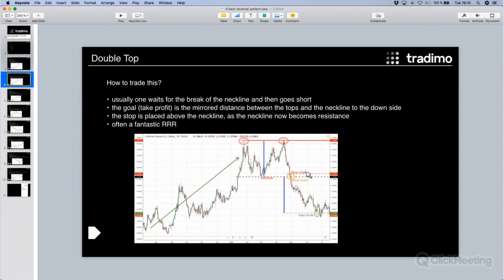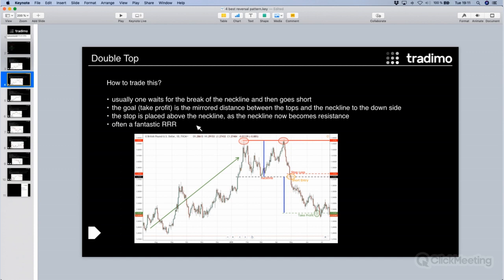And then the third question is, where's the take profit? The take profit in this case is just the mirrored distance between the tops and the neckline to the downside. The blue line here is the same as this one. And then you have your take profit level. You see it takes a while to achieve this take profit level, but it happens. Of course, and this is very important, this formation is not a guarantee to be a successful trader. You will have some losing trades and some winning trades. This should be very clear to you.